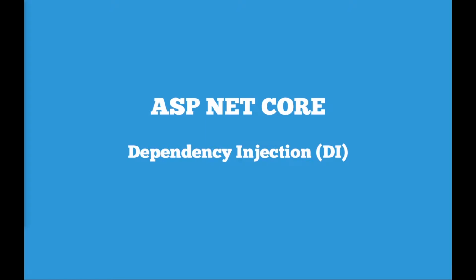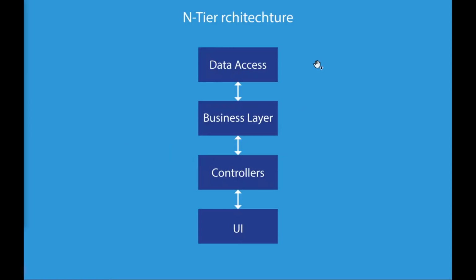Now, to better understand dependency injection, we will look into the problem with the traditional approach of building our application. By traditional I mean the n-tier architecture. Here you can see in this diagram a basic example of an n-tier application, where the UI layer depends on the controller layer, the controller layer depends on the business logic, and the business logic depends on the data access layer.